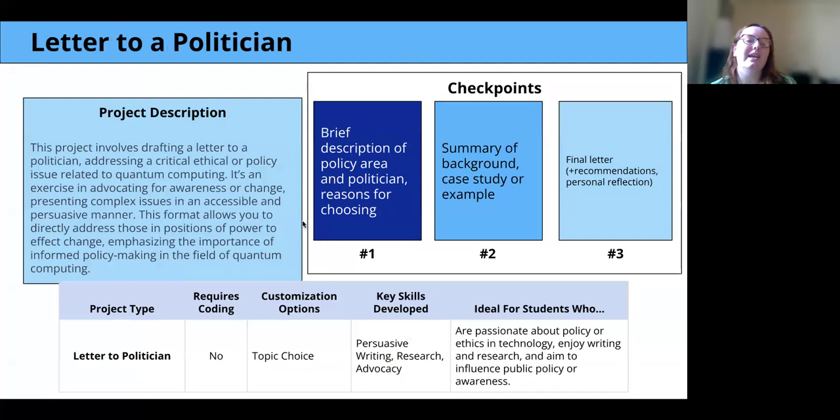Awesome. And our very last one is a letter to a politician. This is our only project that does not include any coding. So the goal of this is to address a critical or ethical issue related to quantum computing. And it's an exercise in advocating for awareness or change and presenting complex issues in an accessible and persuasive manner. This format allows you to directly address those in positions of power to affect change, emphasizing the importance of informed policymaking in the field of quantum. So like I said, this is the only project that does not require any coding, and it's for students who are passionate about policy and ethics and technology and enjoy writing.